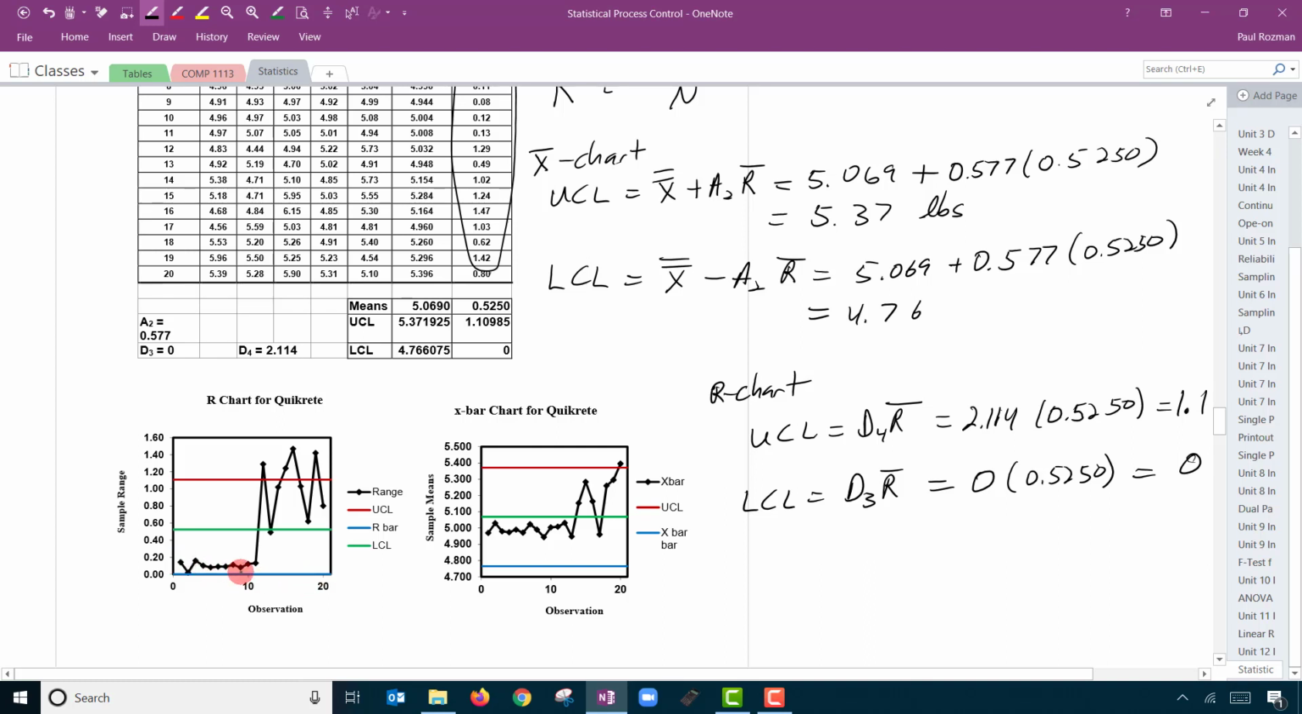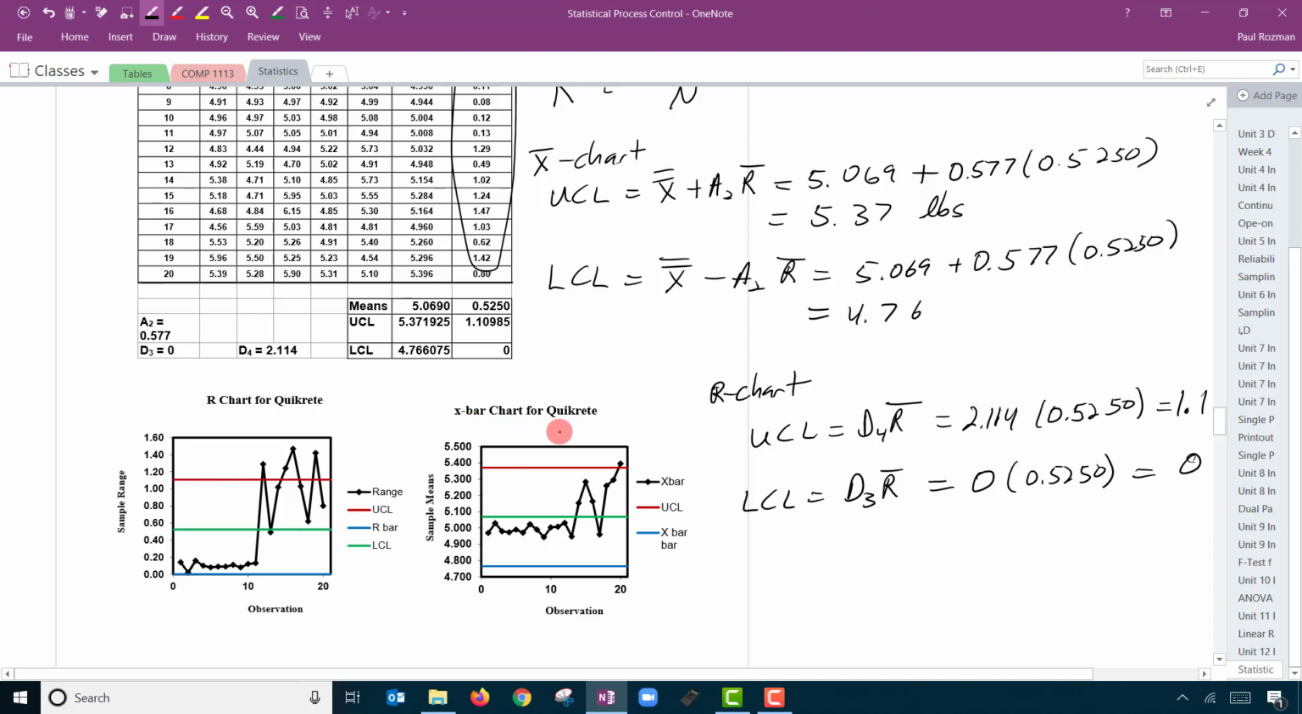And now we can see our data. Sometimes it's going outside the control limits, which is bad news. We can also see that there's a definite pattern there. Everything was going okay, and then all of a sudden things went crazy. So we can probably detect a problem with this plot.